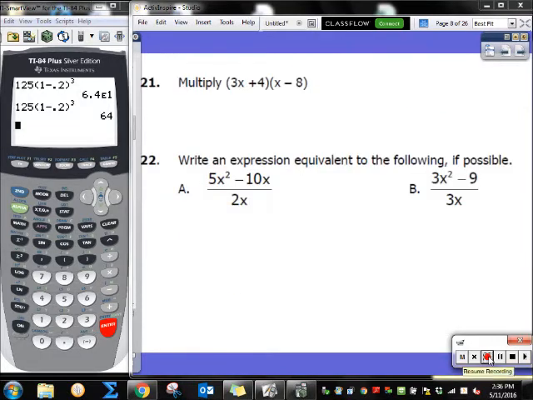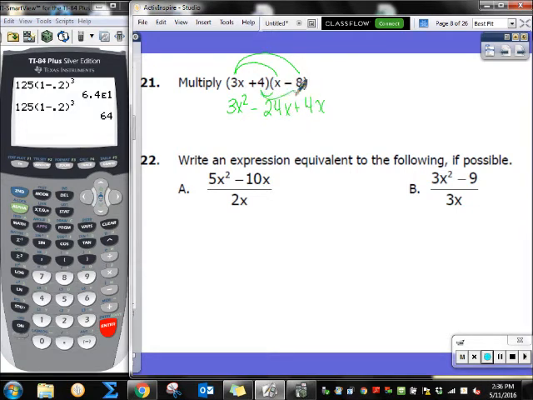For 21, we have to multiply those two binomials, so you have to double distribute or FOIL. So 3x times x is 3x squared. 3x times negative 8 is minus 24x, plus 4x, minus 32. So if we combine like terms, that's going to be 3x squared minus 20x minus 32 simplified.